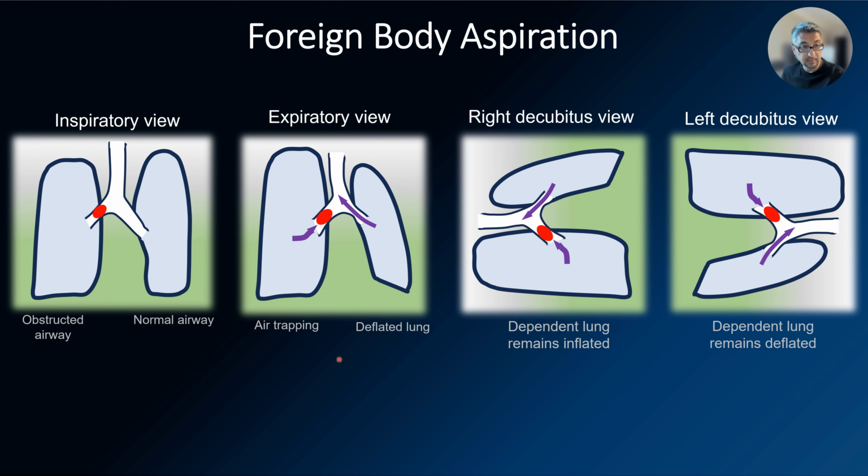For the diagnosis of foreign body aspiration, inspiratory and expiratory views as well as decubitus views can be helpful, because when there is obstructed airway, we can see it better on the expiratory views because of the air trapping. The normal lung will be deflated, but on the expiratory view, the pathologic side will not show deflation. Same idea on the decubitus views. The dependent lung remains inflated when there is airway obstruction, and the dependent lung remains deflated when it's normal.